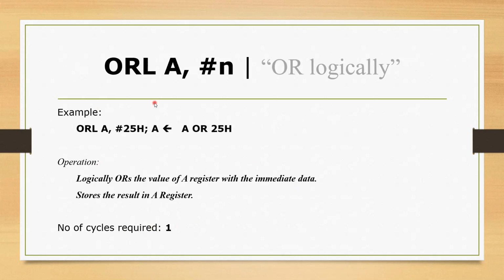Next is OR operation. OR operation can also have all these syntax, that is ORing the accumulator register with an immediate value, that is ORL A, #25 hex. Here the content of A register logically ORs with the immediate value 25 hex, and the result is stored in A register. So it logically ORs the value of A register with the immediate data 25, and the result is stored in accumulator register. Number of cycles required is 1.